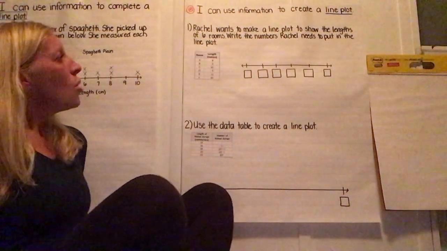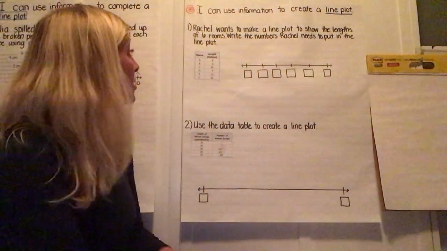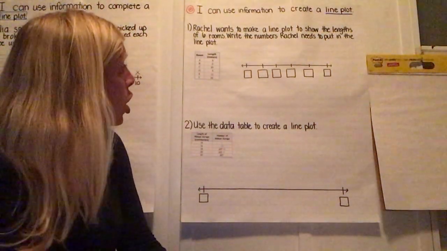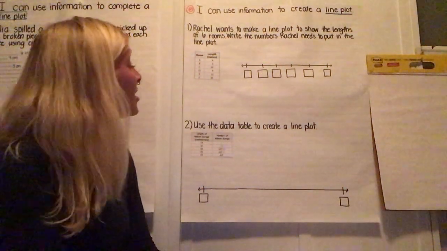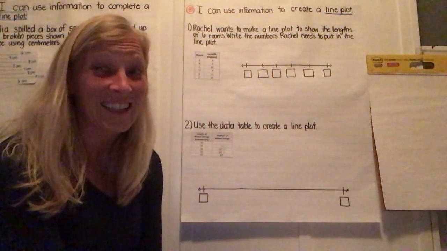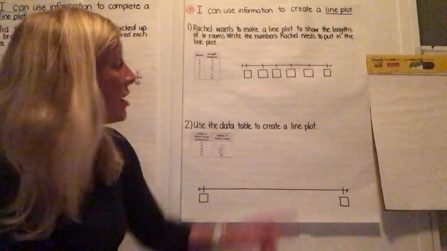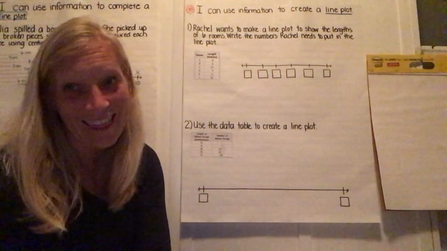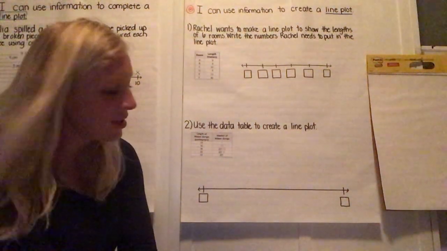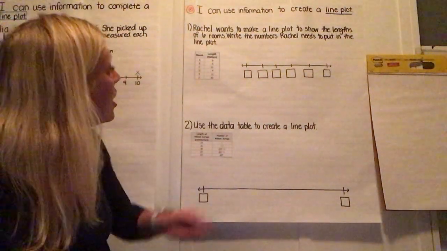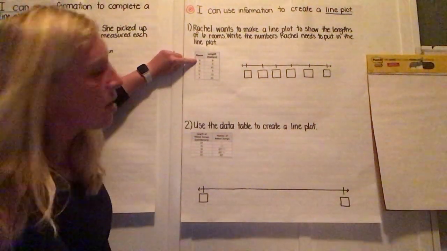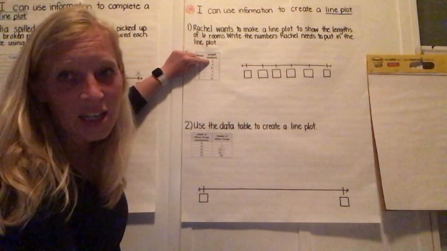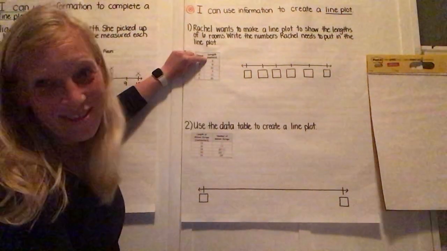It says Rachel wants to make a line plot to show the lengths of 6 rooms. Okay, the length of 6 rooms in her house. We're going to be writing the numbers that Rachel needs to put on that line plot, but then we're also going to continue to look and not just put the numbers in here, but you all are going to plot the numbers on this line plot, okay? Now you can see this same paper in your workbook, but you can see here, room A is how long? 8 meters, 8 centimeters, 8 inches, meters. Says it right there, doesn't it?